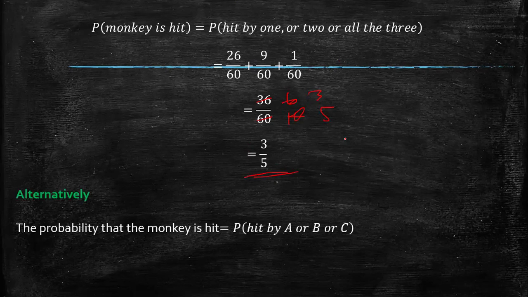So we are saying alternatively, the probability that the monkey is hit, we are saying it can be hit by A or B or C, which will now mean union. When our odd is between the events, that is when it becomes a union. So which would be probability of A union B union C.